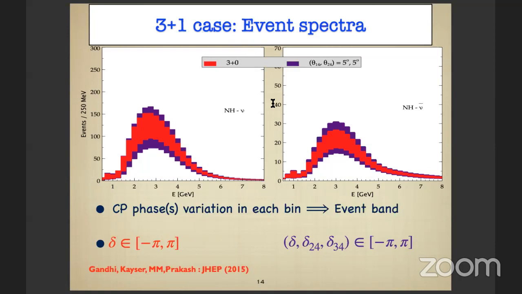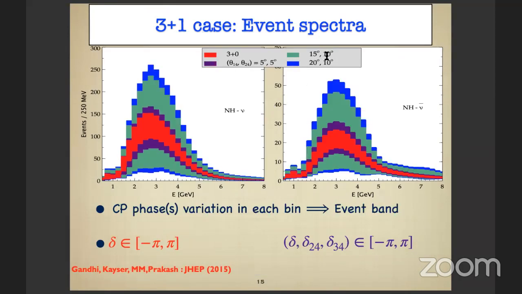Instead of 5 and 5 degrees, I have now taken the cases of 15 and 10 degrees and 20 and 10 degrees. Of course, you can see now that since the mixing angles have increased, the effect of the associated CP phases delta 24 and delta 34 becomes more pronounced, making the band even wider. So, for example, for the 20 degrees and 10 degrees case, the event spectrum band is widest here, you can see with the blue one. Okay. The point to note here is the following.